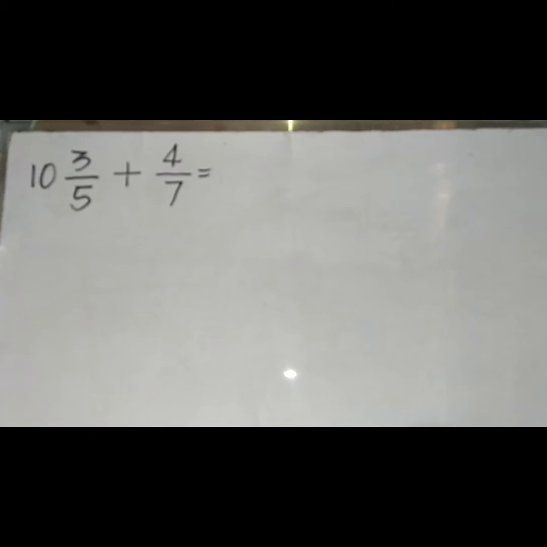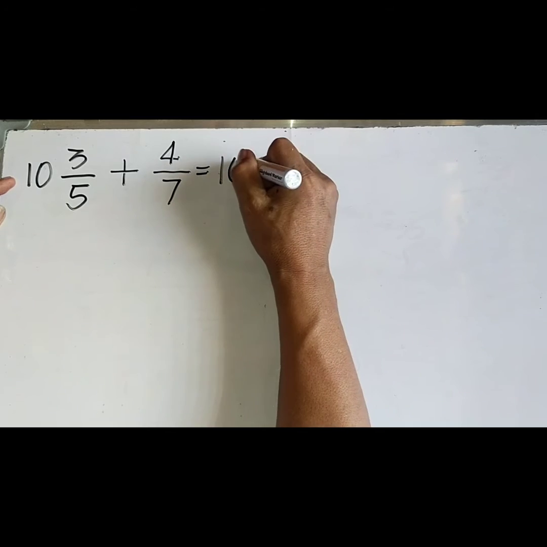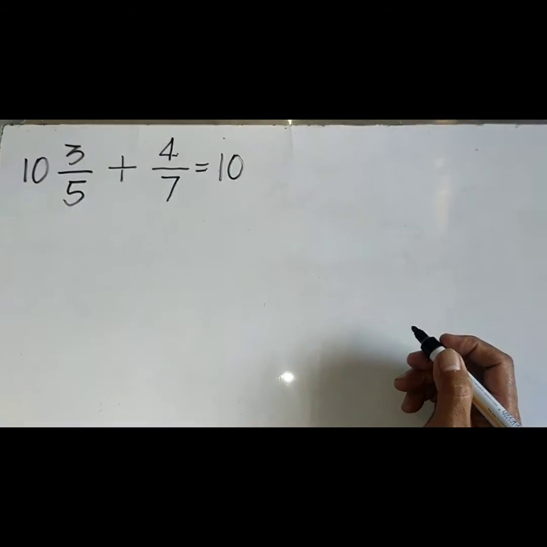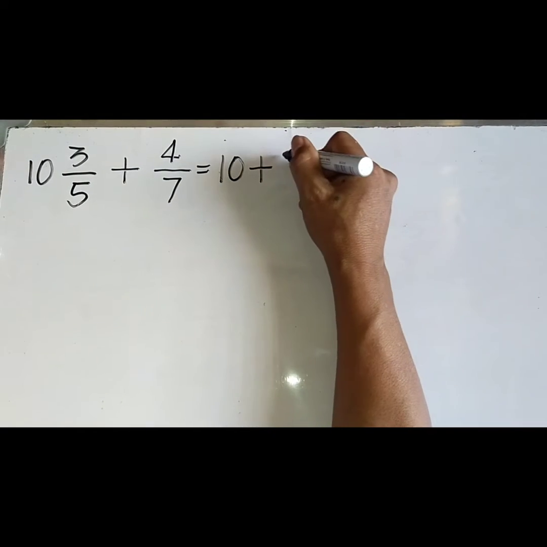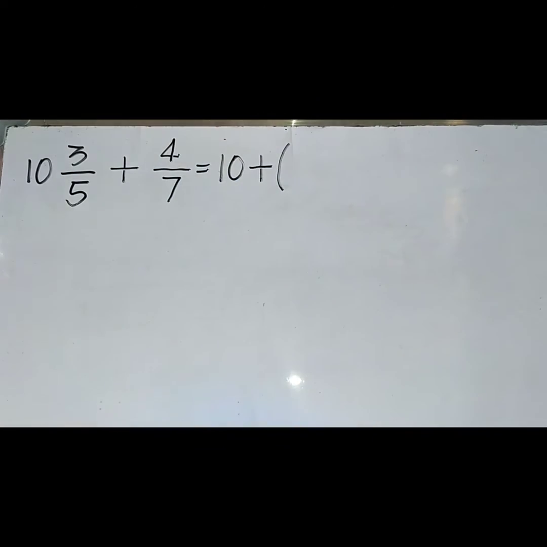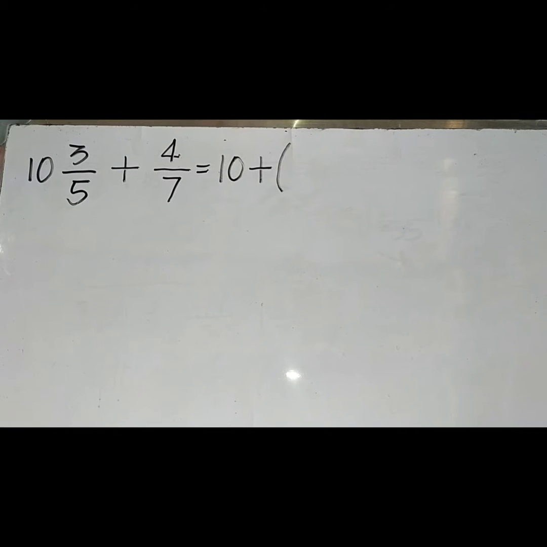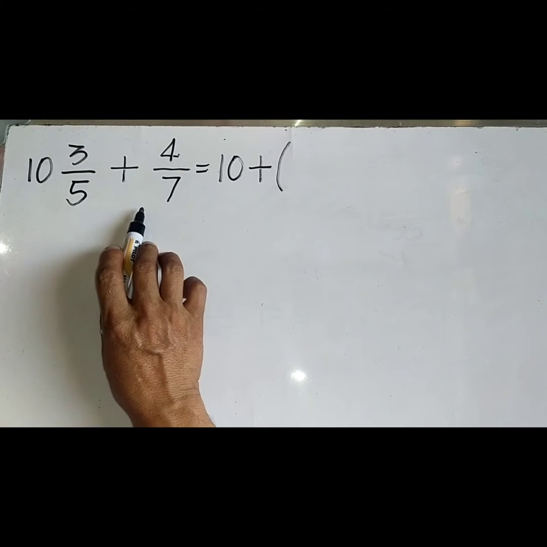So let us now do the first step. First step is you write the whole number, which is 10. Now this 10 will be added to the two fractions, which is 3/5 plus 4/7. So we will add first the result of the two fractions. To indicate that we will perform first the addition of the two fractions, I will enclose that in parentheses. So we have 3/5 plus 4/7.